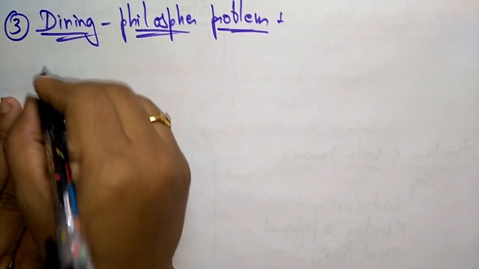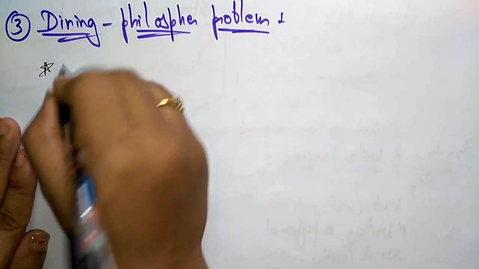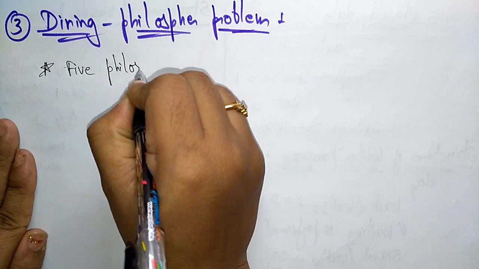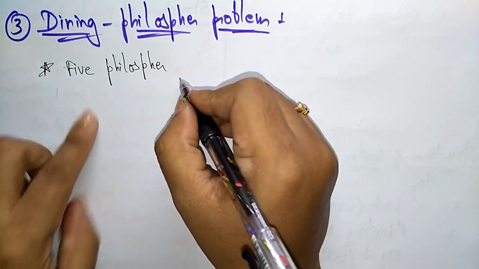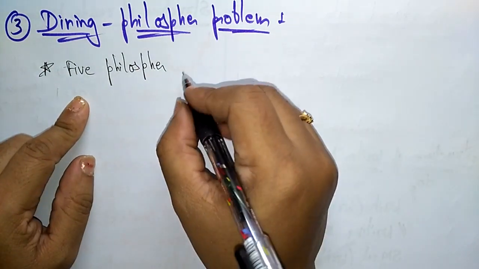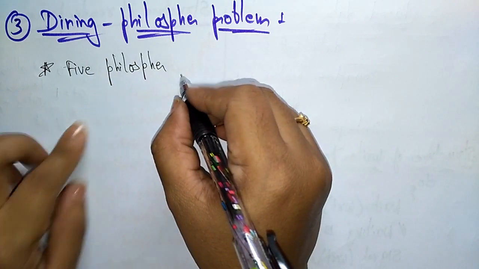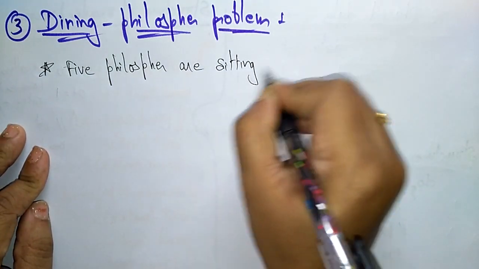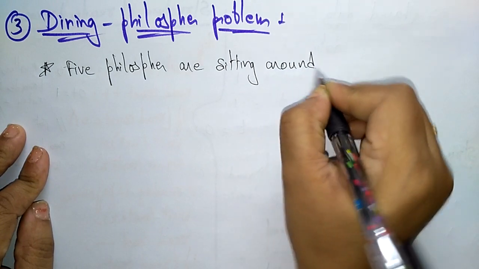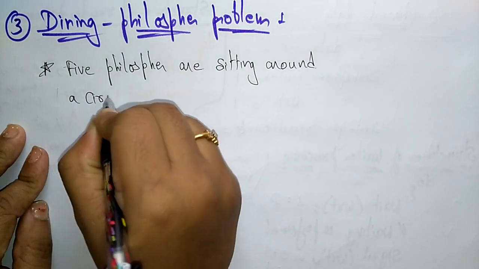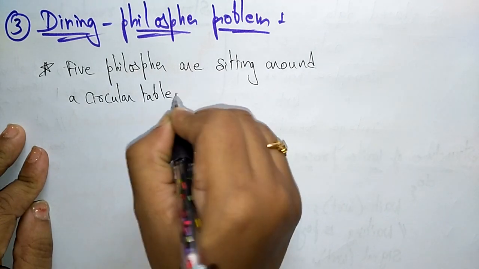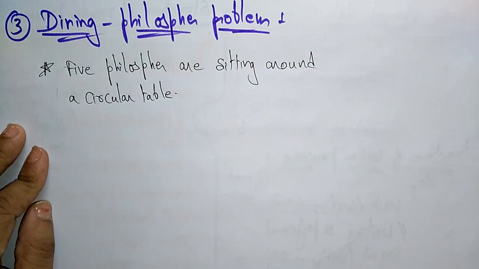First let me write the points. Let us take 5 philosophers. This is one of the important topics, so please be alert. The 5 philosophers are sitting around a circular table. Let us take a circular table. So the 5 philosophers are sitting at the circular table.